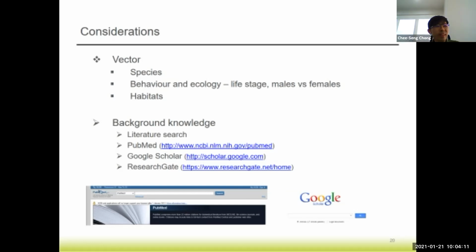No problem. So really, you need to understand a bit of the vector of interest before you start a program. I've listed here some online information and web pages you can search, like PubMed, Google Scholar, and ResearchGate, to find out more about the vector of interest. For Aedes aegypti and Aedes albopictus, there's really a lot of information, but for other vectors, that's where you need to find out more to really understand, because the biology does differ between different countries, different terrain, and habitat.